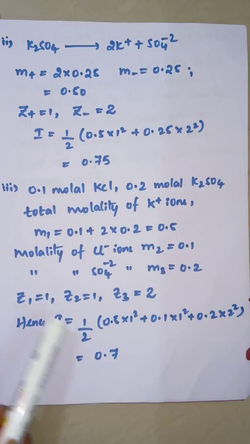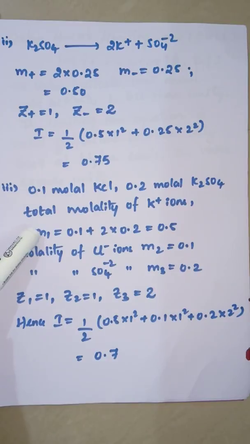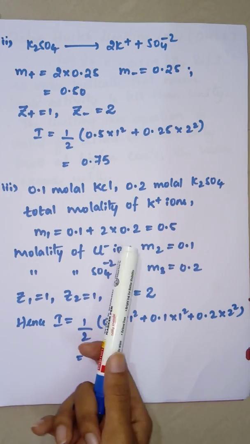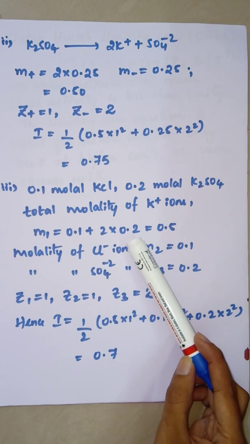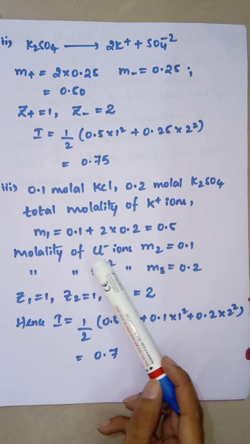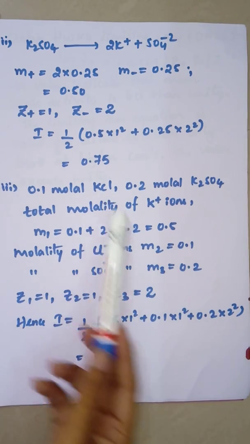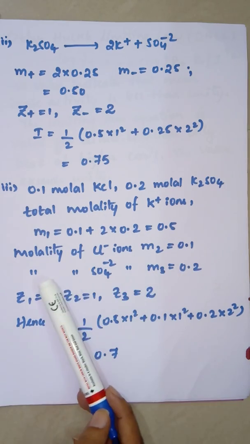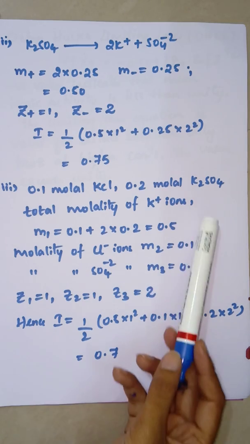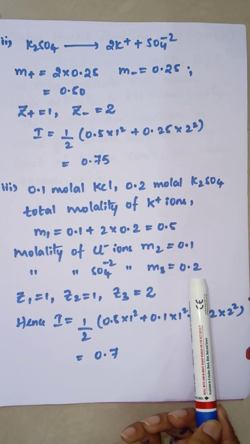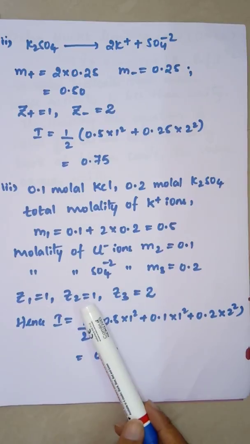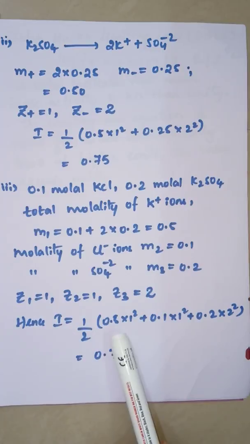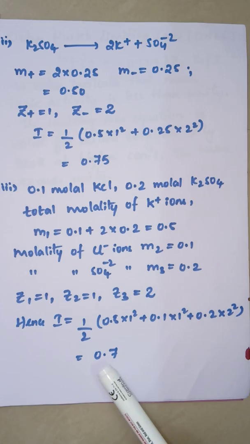M1 we will take for potassium. K plus is there in KCl, and there is also K2SO4, which on dissociation gives 2K plus and SO4 minus 2, so the stoichiometry is 2. So M1 will be the sum of this and that: 0.1 plus 2 into 0.2, because there are 2 moles. So M1 will be 0.5. Next, the molality of chlorine ions is M2, which is 0.1. Next, the molality of sulfate is M3, and the molality of K2SO4 given is 0.2, so sulfate will also be 0.2. Write down the valencies of all. Potassium is 1, chlorine is 1, sulfate is 2. Substitute in the formula M1 Z1 square, M2 Z2 square, M3 Z3 square, and you'll get your I value.